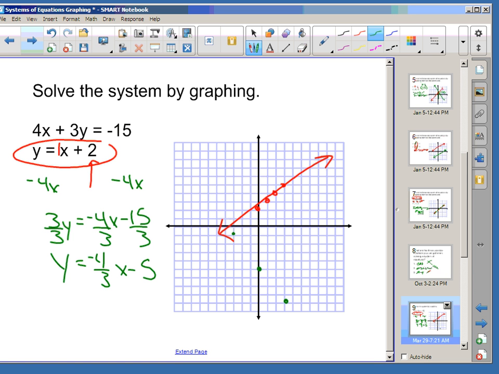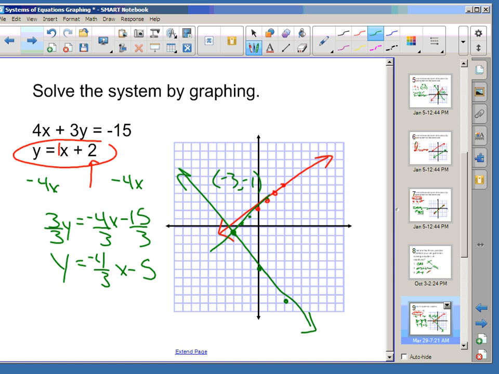And I believe this should have intersected. My line was off, but if I had done this properly, the point where they intersect is right here at negative 3, negative 1. That is the solution to the system.